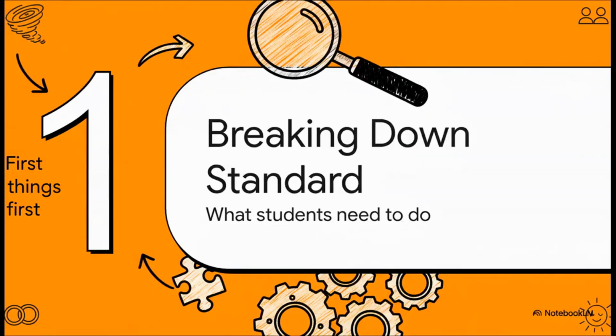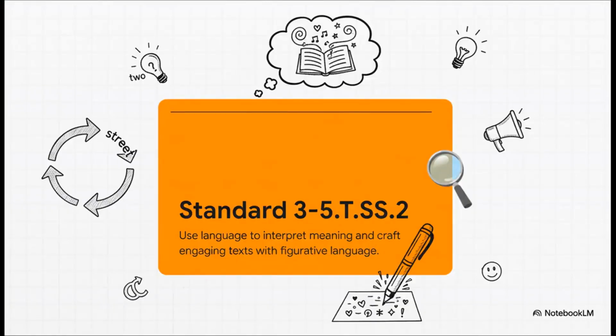Okay, first things first. Let's really get crystal clear on what this standard is asking our students to know and be able to do. We're going to break it down. So, here's the standard itself. You can see it's all about using language to interpret meaning and craft engaging texts. But really, think of it like a two-way street. We need our students to both understand figurative language when they see it in a book and then turn around and use it to make their own writing pop.